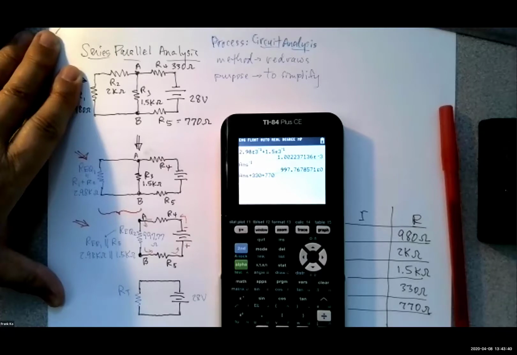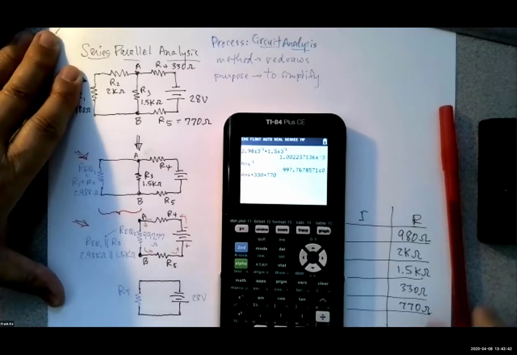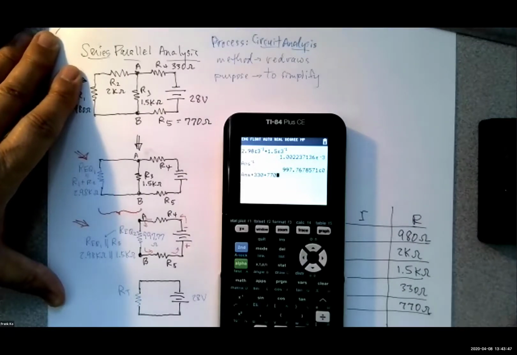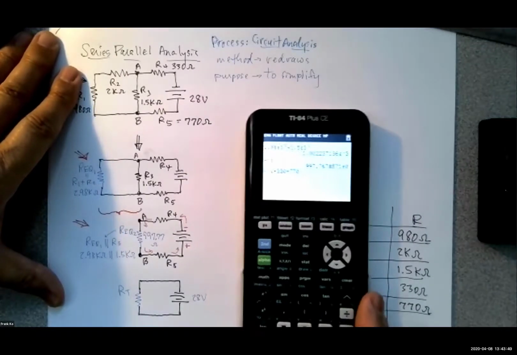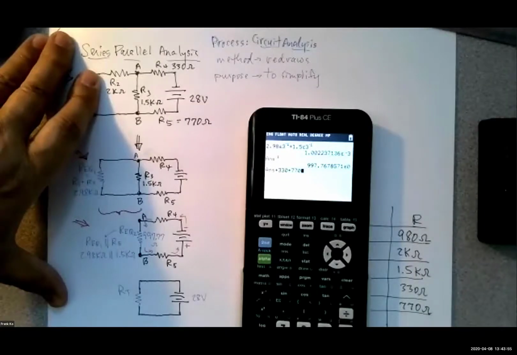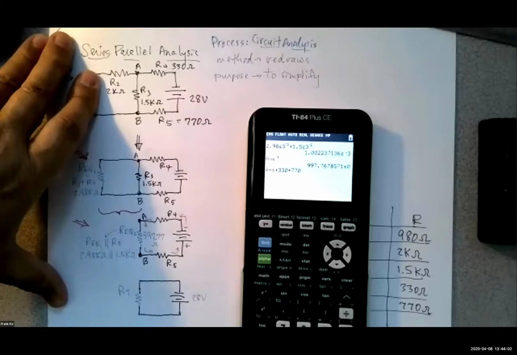770. And before I hit the button, let me ask Pauline, what is the total that you get? I'm still working on it. Hold on one second. Okay, 2.82. 2.83 kilo ohms.